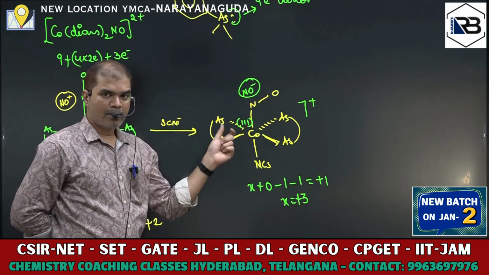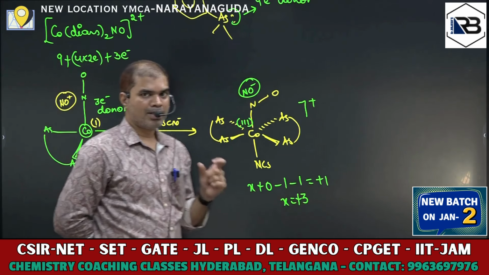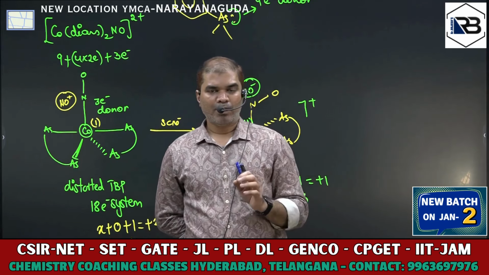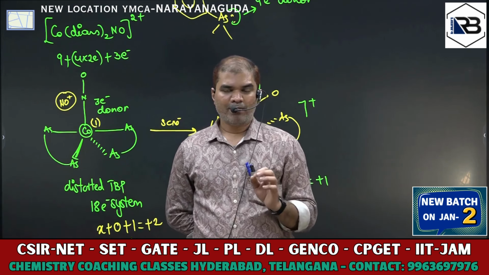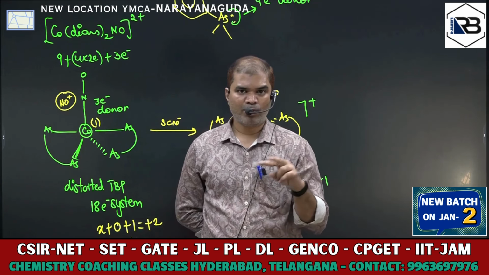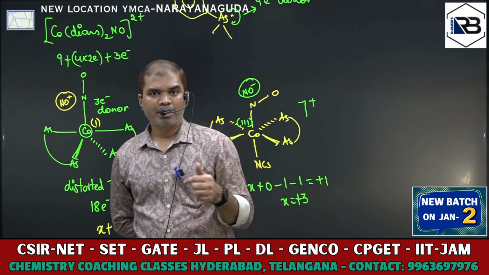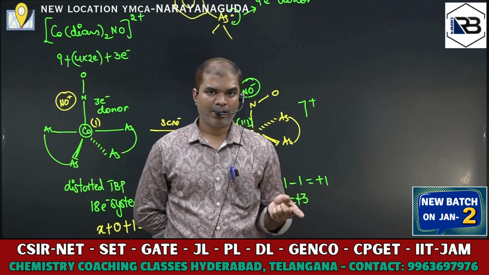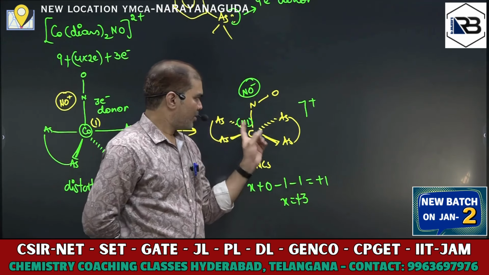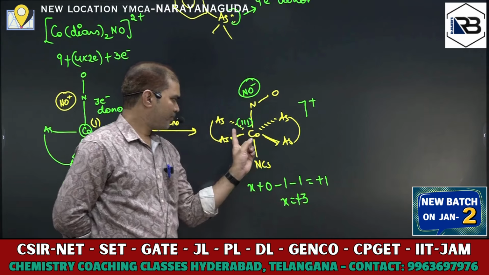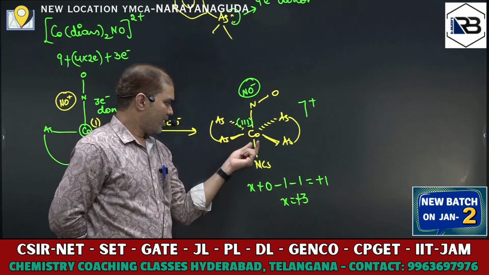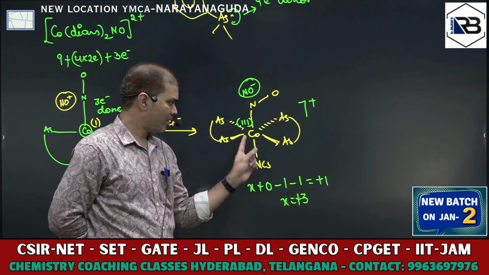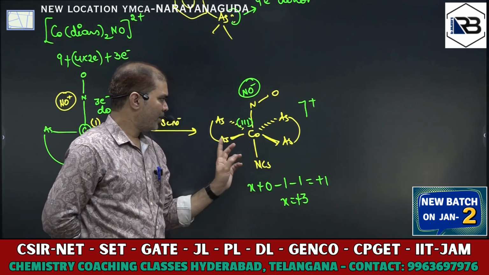And if we consider Pearson's HSAB principle, hard prefers hard, soft prefers soft, we have a small convention. According to that convention, cobalt 1 is considered to be softer, cobalt 3 is considered to be harder. In the thiocyanato, nitrogen is considered relatively harder and sulfur relatively softer. So cobalt 1 is converting into cobalt 3. And since cobalt 3 is harder, thiocyanato will add as NCS but not as SCN. So sulfur will not bind to cobalt, nitrogen will bind to cobalt.